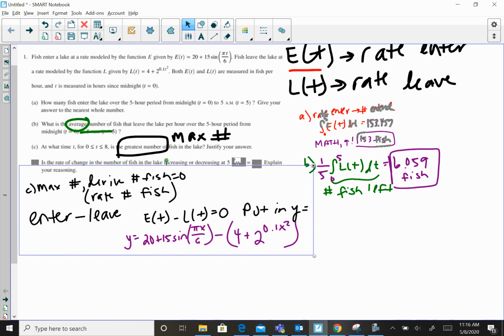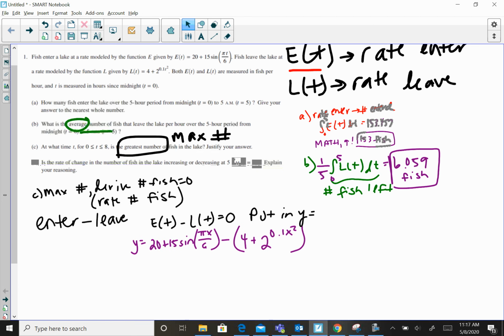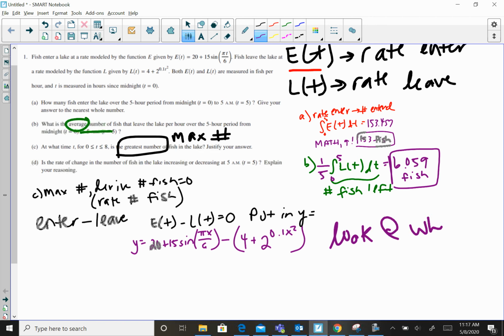If I want to make my window different, I can make it from 0 to 8, or your standard window is going to be negative 10 to 10 anyway. So 8's within it. So this is equal to 0. Look at where y equals 0. So on my graph, I'm going to use second, trace, and go to zero. And then you want the one that's between 0 and 8.